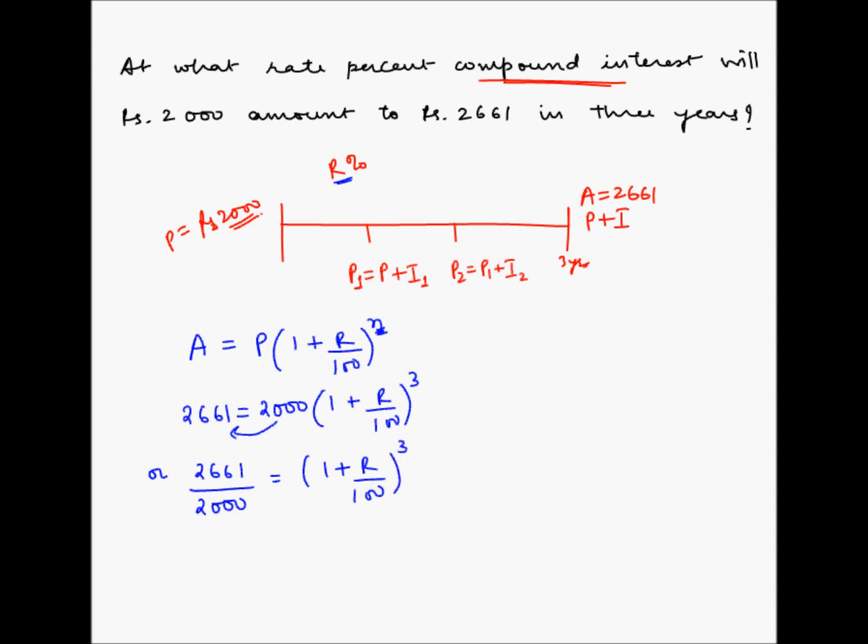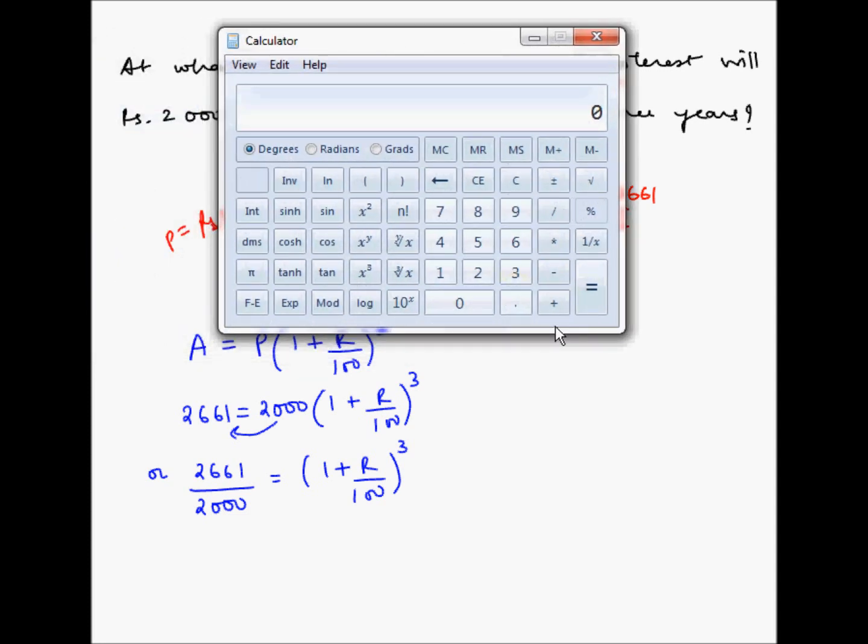So let me pull my calculator here. So 2661 divided by 2000, this is 1.3305. So 1.3305 is equal to 1 plus R by 100 cubed. Now here, in order to find the value of R, we have to first find out the cube root on both the sides.